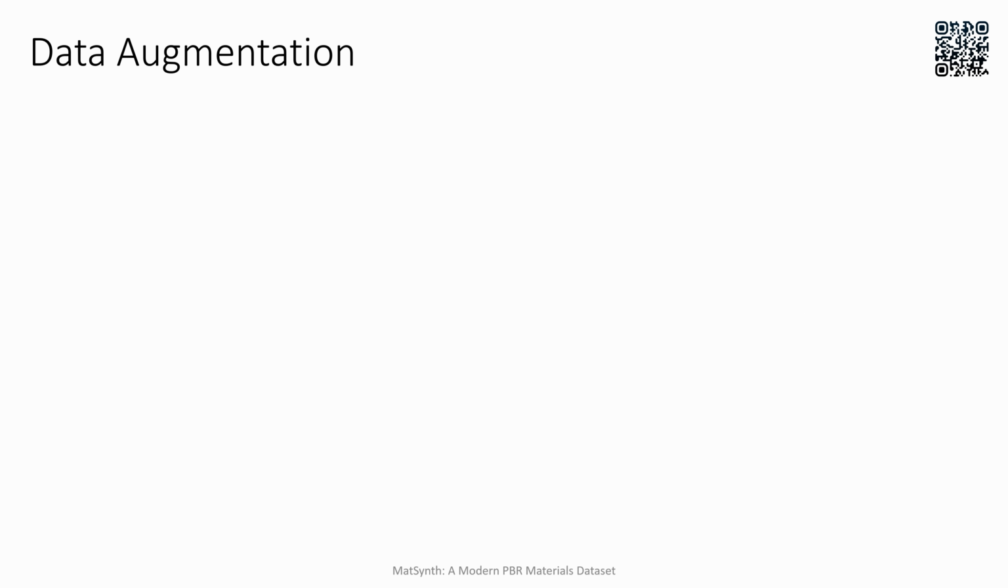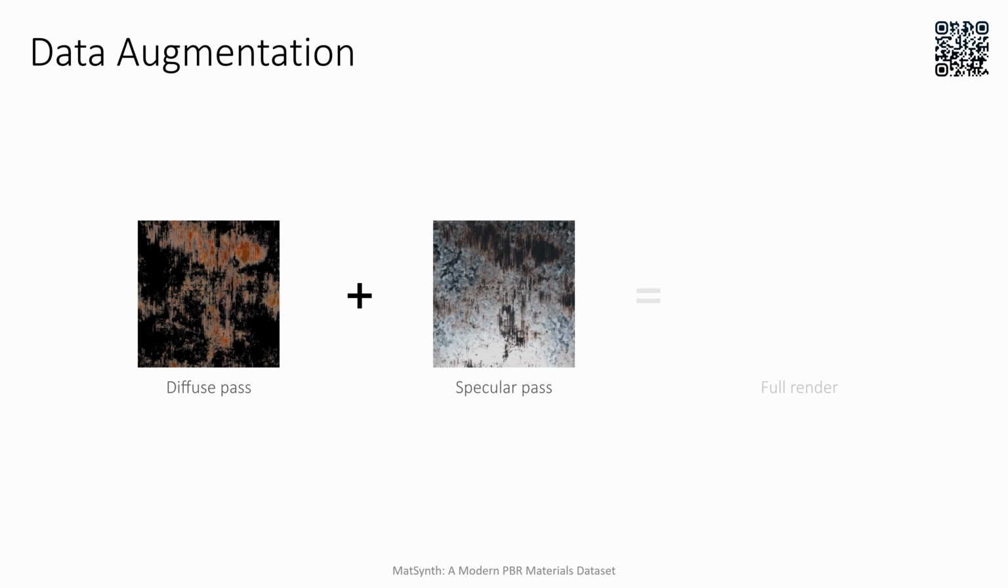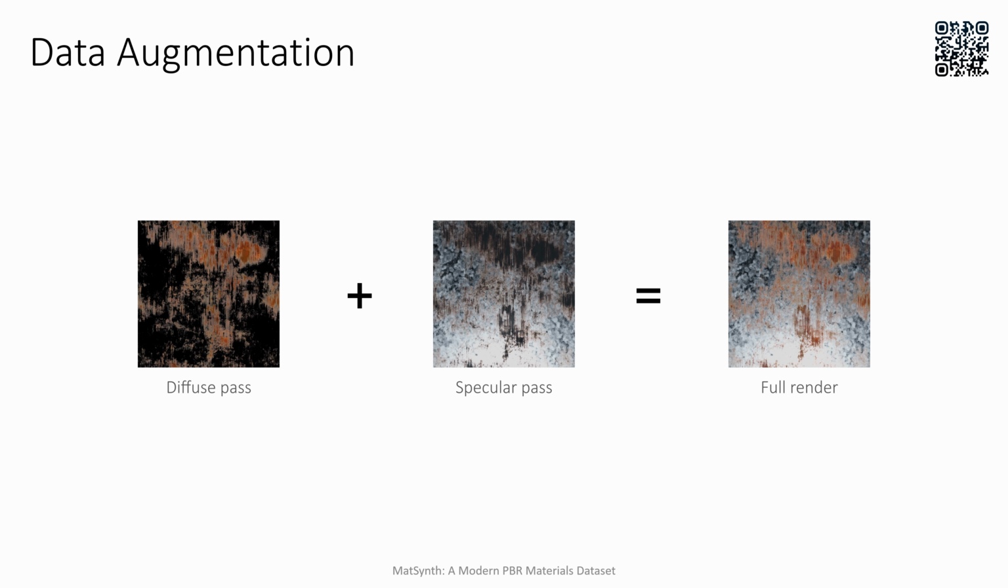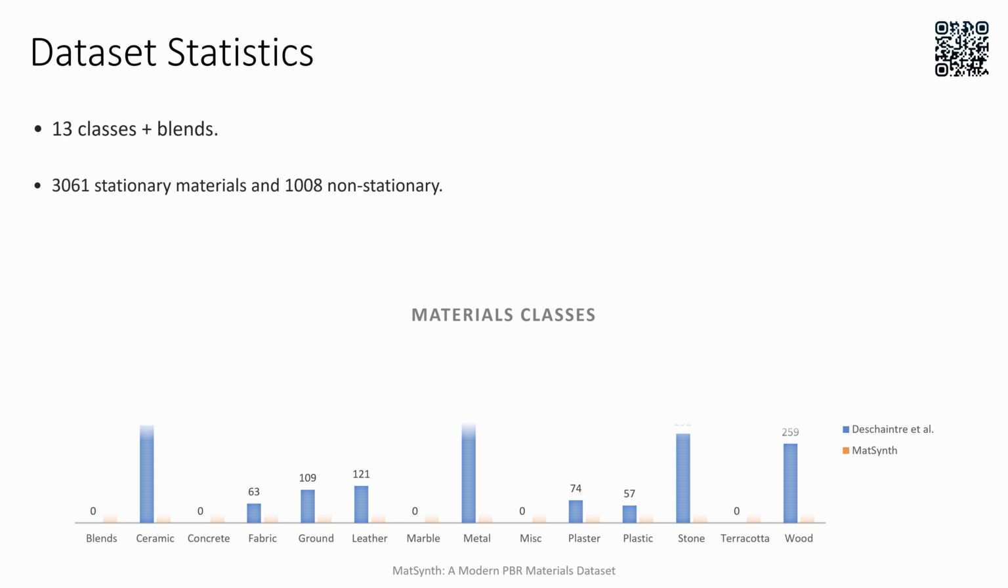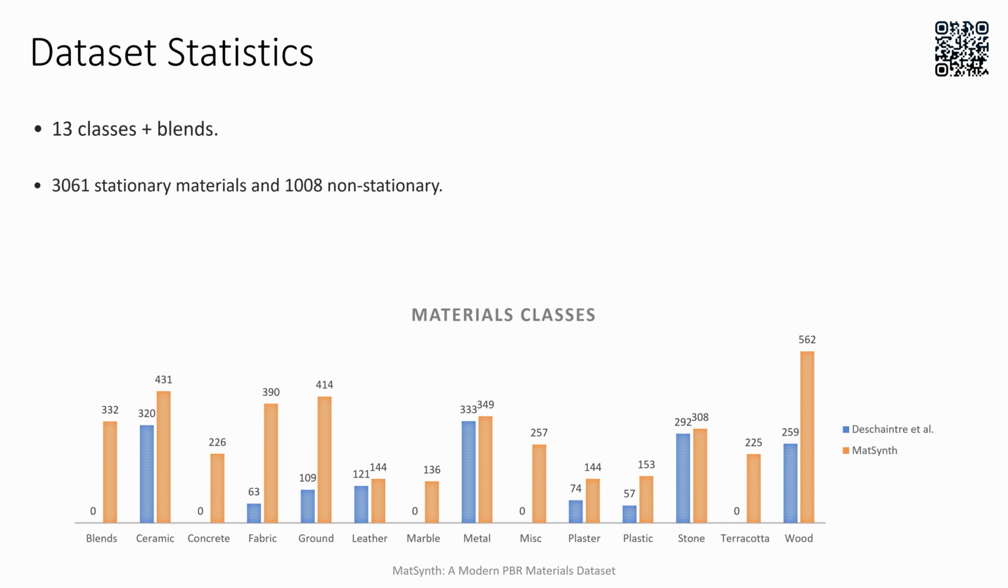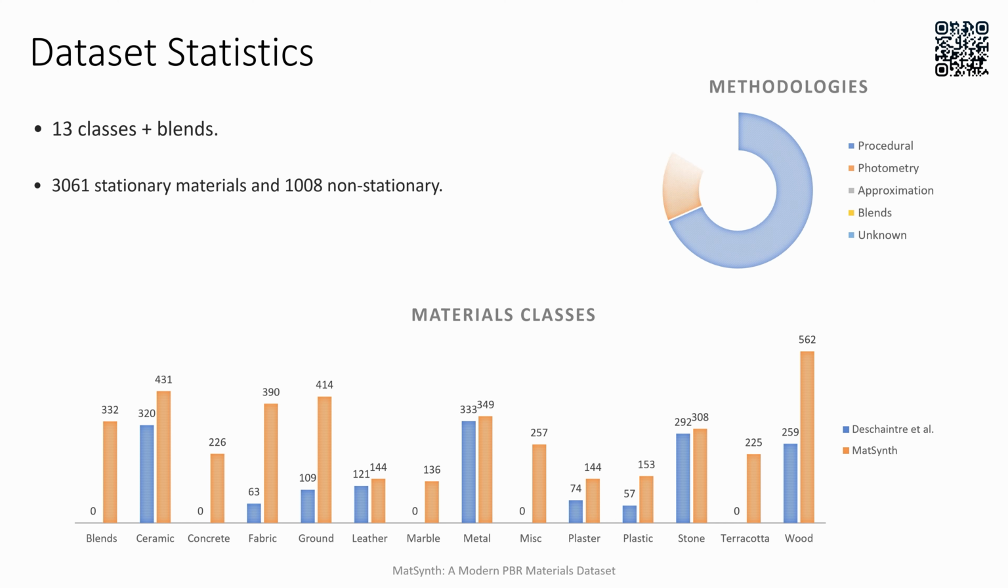We split rendering into 2 passes, one for diffuse with displacement using orthographic projection, and another for specular with perspective projection. Our dataset consists of 13 classes of materials plus blends. The bar graph shows the distribution of material classes, comparing it to the data from Deschaintre et al. Of the 4,069 materials, 3,061 are stationary and 1,008 are non-stationary. Stationarity is computed extracting 8 random crops from the base color and height map and comparing the CLIP cross similarity matrix. Finally, the pie chart shows the methodologies used to collect the materials in our dataset.